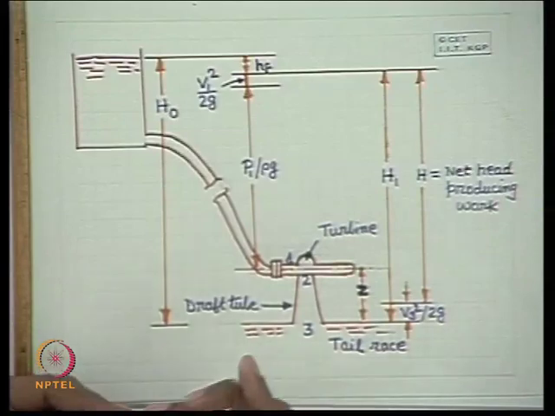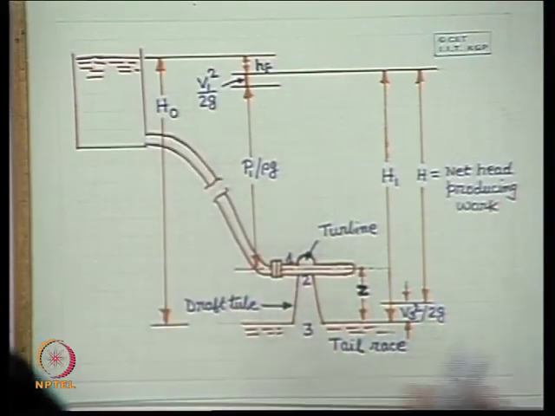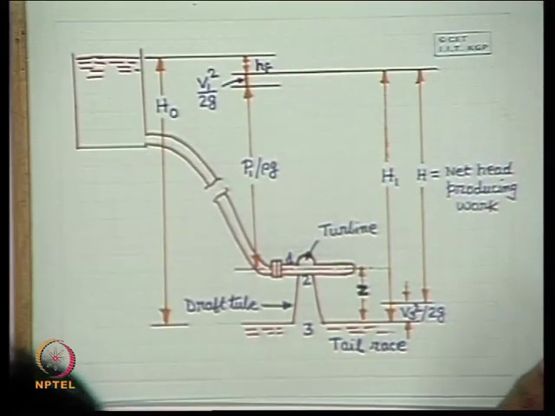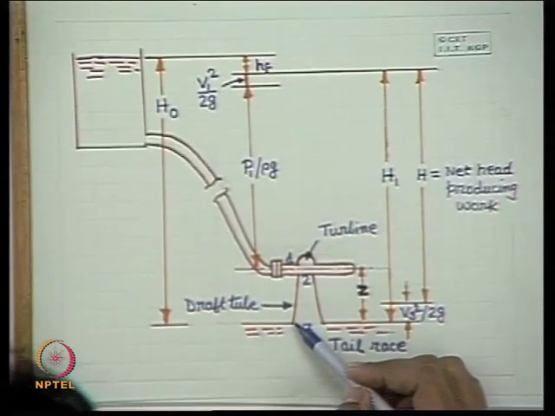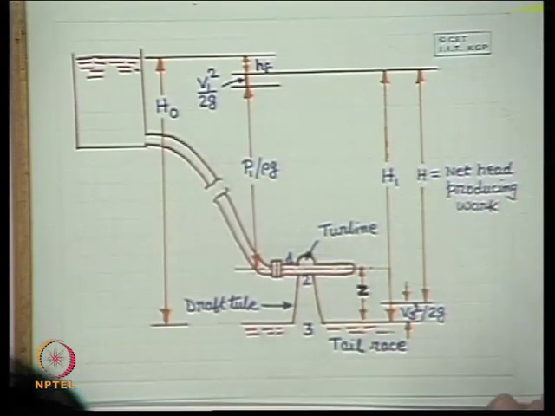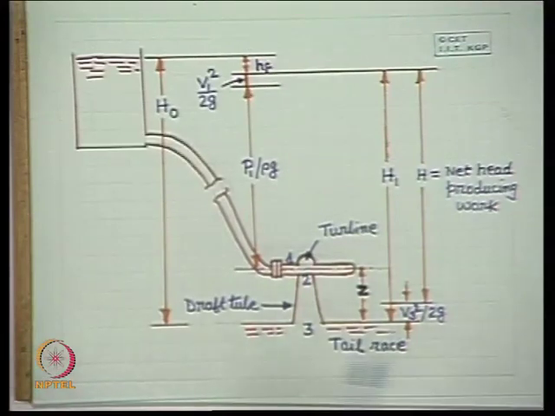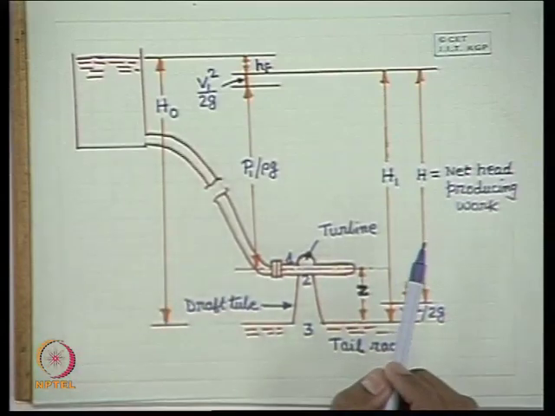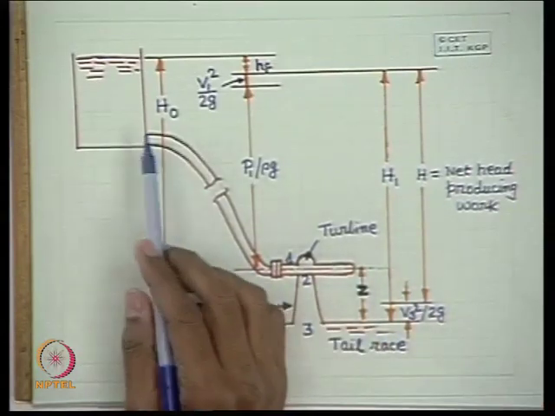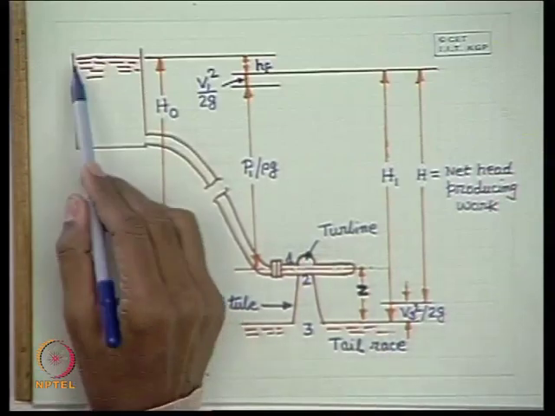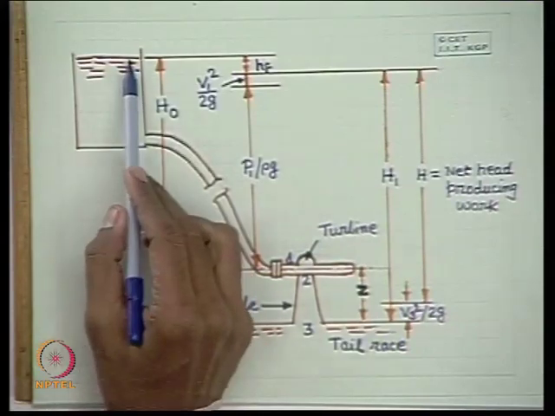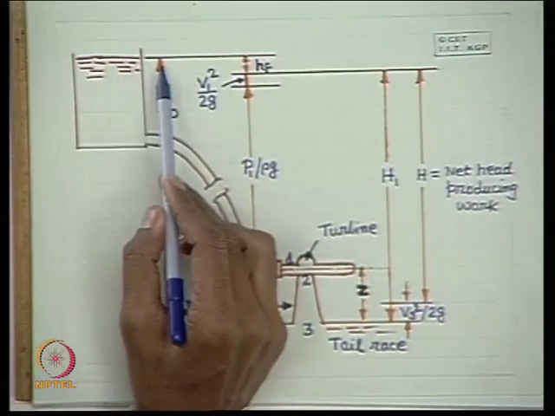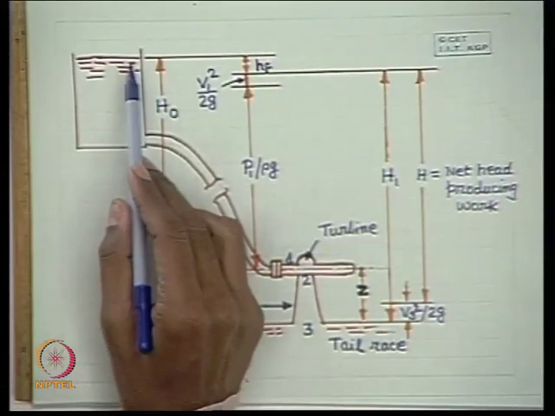So now, before going to the analysis for work developed, a very important thing is that we must have an idea about the different types of head and how the head varies across a reaction turbine. From here, we can get a clear idea of providing a draft tube, a clear idea of the working principle of the draft tube. Now, let us consider a very simplified diagram, which will give you a clear concept of the change of head across the turbine. Let us consider this is a reservoir at a higher height. That means the liquid is stored here, at a great height from the ground level, which is the main source of energy.